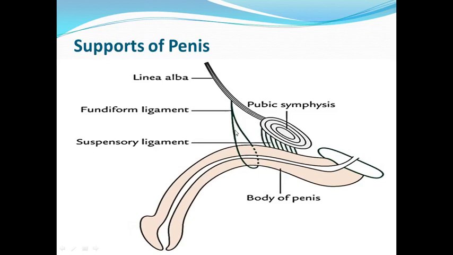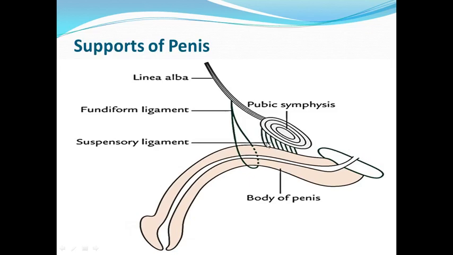All the three erectile tissues are enclosed within this fundiform ligament. So this fundiform ligament extends from the linea alba and it splits or divides to enclose the penis. And the suspensory ligament lies deep to the fundiform ligament, and this suspensory ligament extends from the pubic symphysis and blends below with the fascia on each side of the penis.